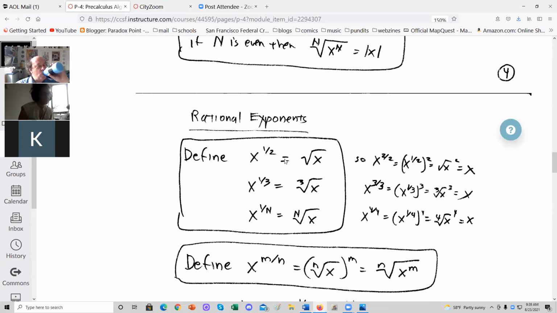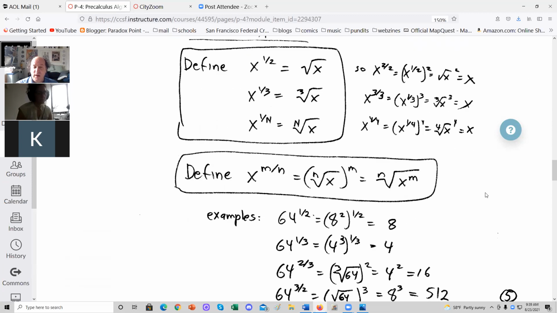We'll define x to fractions this way. A 1/2 power is a square root, a 1/3 power is a cube root, and a 1/nth power is an nth root. So for example, x to the 4/4 is x to the 1/4 power to the fourth power, a fourth power of a fourth root, which is just x. Similarly, x to the 2/2 is a square root squared, which is x. X to the 3/3 power is a cube of a cube root, which is x, and so on. So they cancel out as they should.